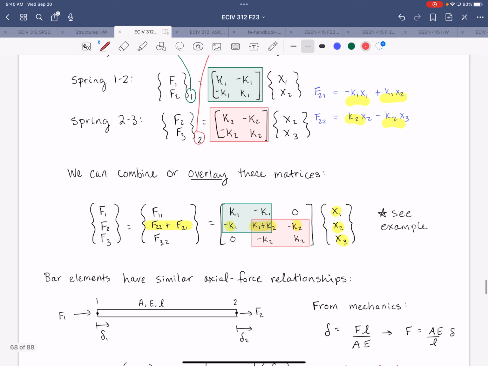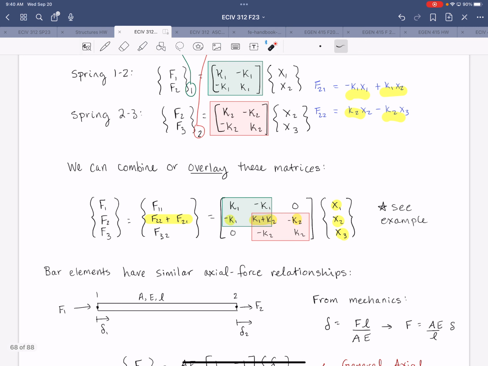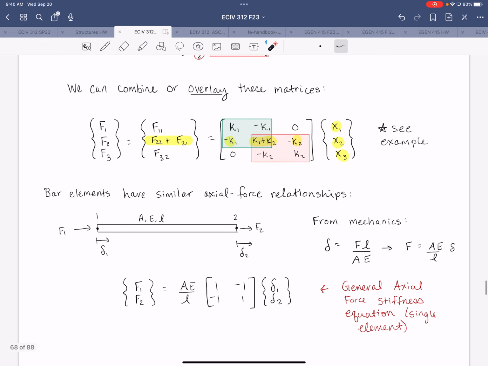All right, so where they overlay will be the common node. We have a similar application.